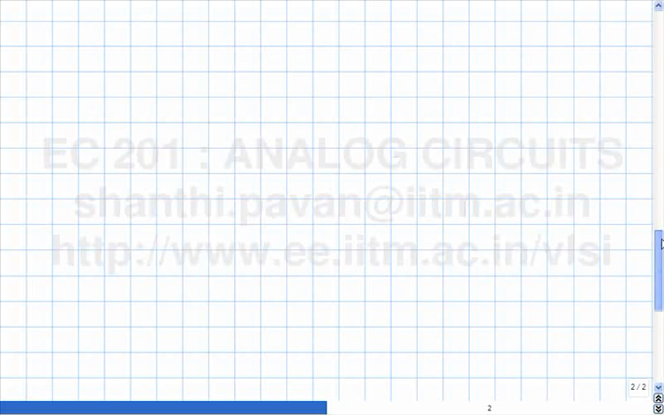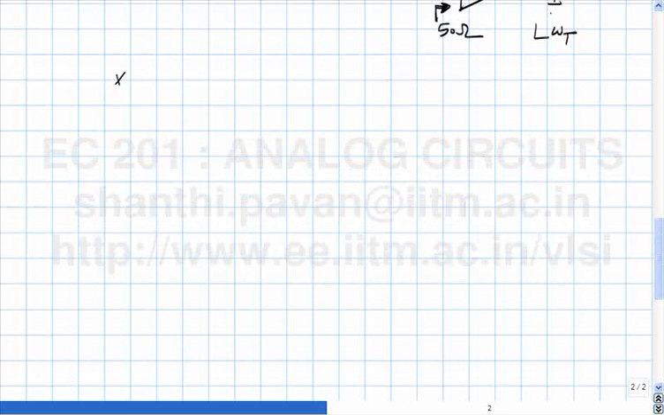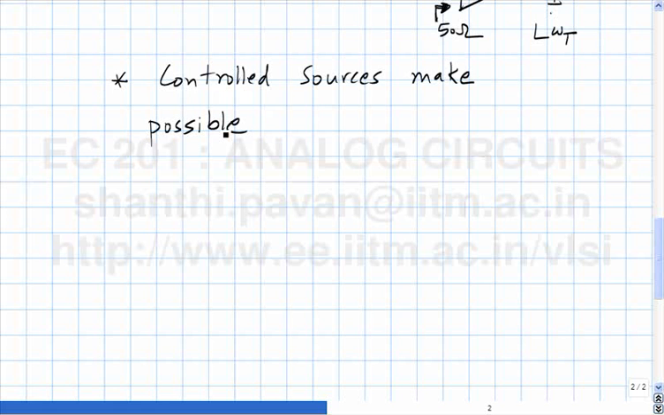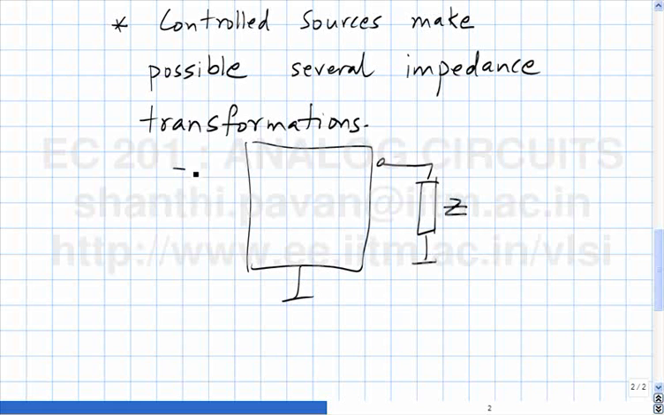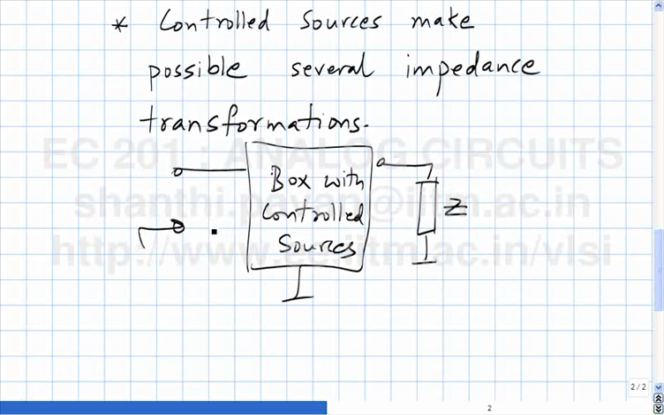The bottom line is that controlled sources enable you to realize all sorts of weird impedances from something else. A given impedance Z can be transformed into something which looks totally different. If you put a box with controlled sources, this can look quite different from what the original Z is.